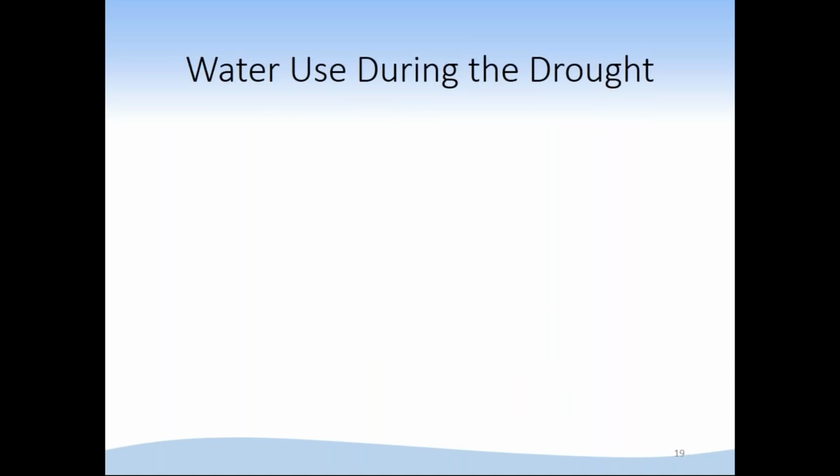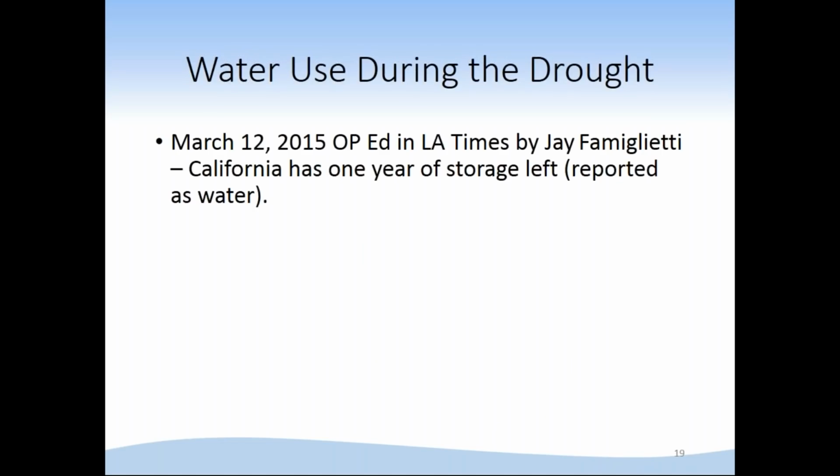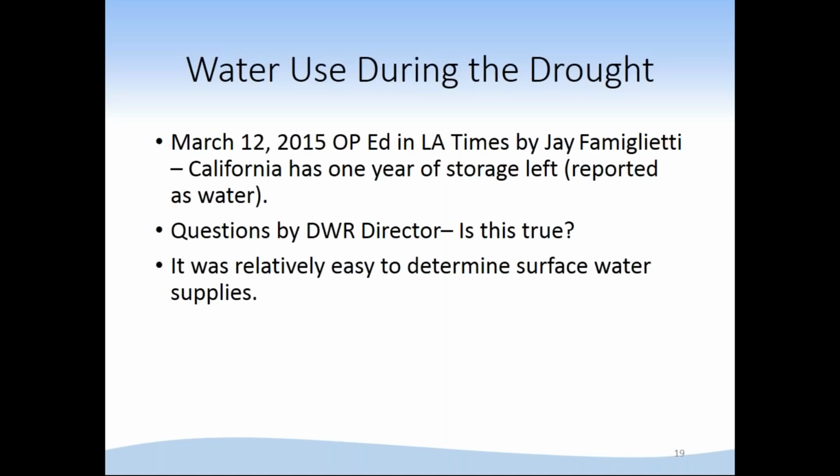And this really came to light during this most recent severe drought that we had here in California. In March of 2015, there was an op-ed in the LA Times by Jay Famiglietti, who estimated that California had 1 year of storage left. It was reported in the paper as we had 1 year of water left. And so DWR's director asked the question, is that true?